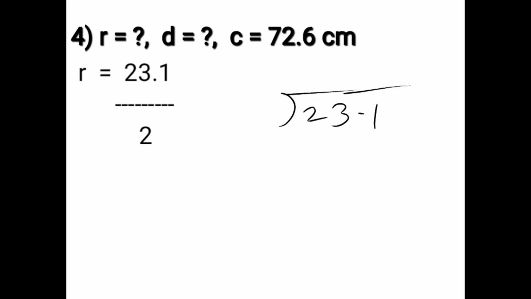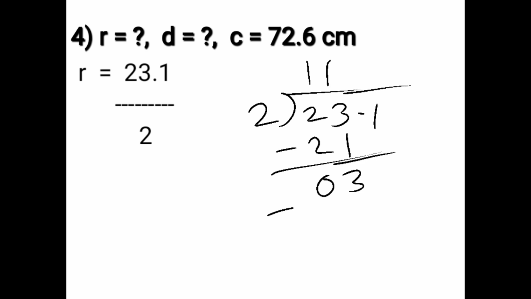23.1 divided by 2. 2 ones are 2. One digit you have to bring down. 2 ones are 2, 3 minus 2 is 1. Here the decimal point is there. Put the decimal point in the quotient place. 1 you have to bring it down.